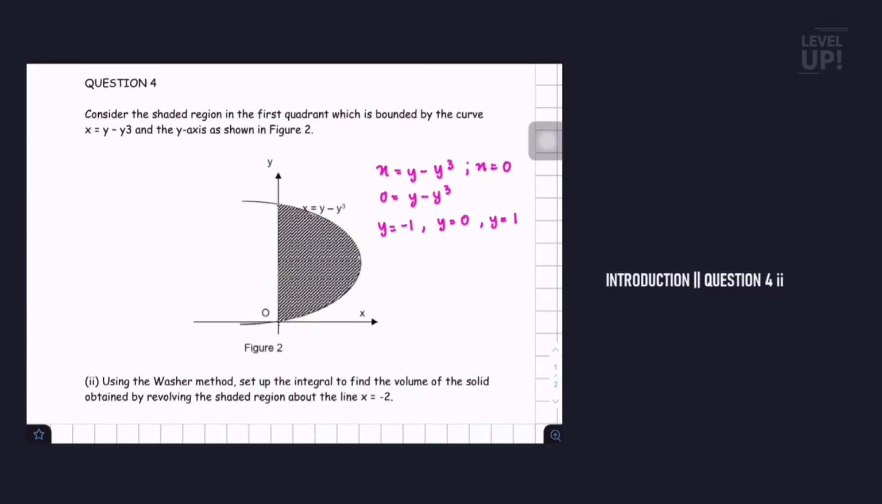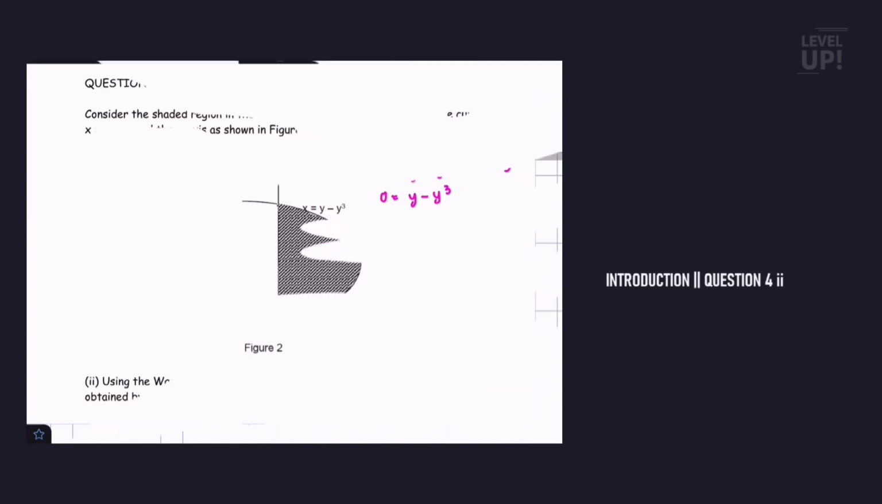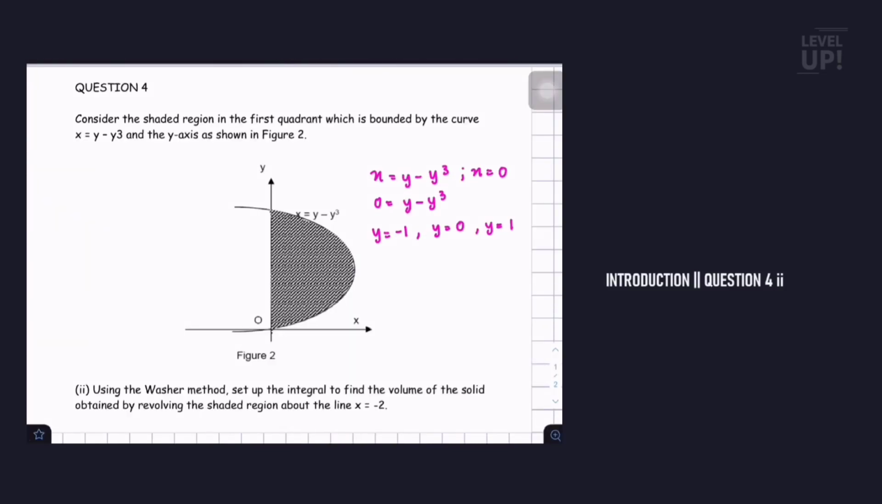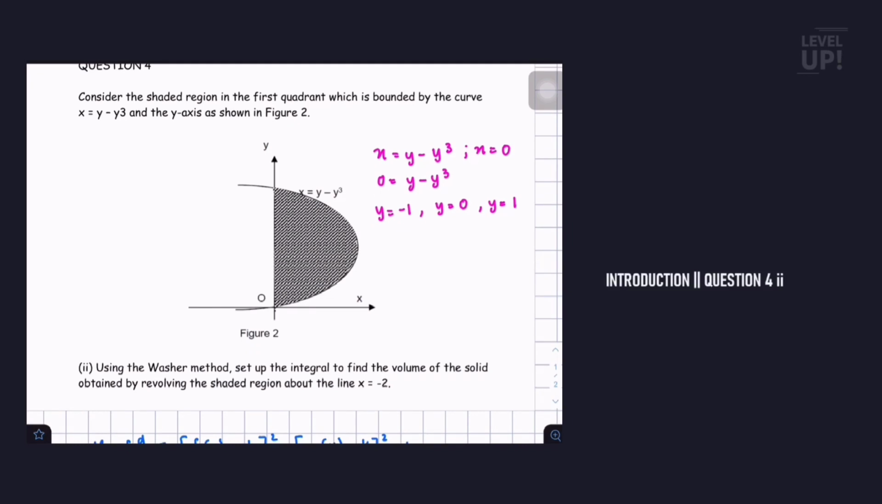Okay, now let's continue with question 4. Consider the shaded region in the first quadrant which is bounded by the curve x equals y minus y cubed and the y-axis as shown in figure 2. Using the washer method, set up the integral to find the volume of the solid obtained by revolving the shaded region about the line x equals -2. I will say that this is case 2 and the axis of revolution will be on the left side, which is x equals -2.